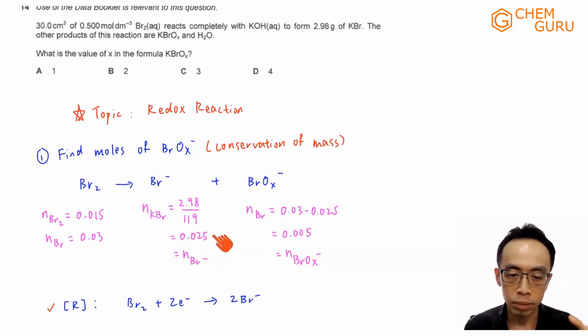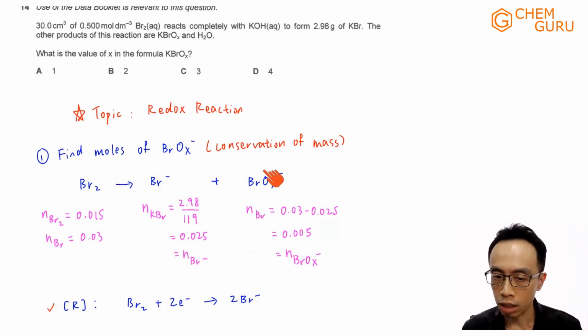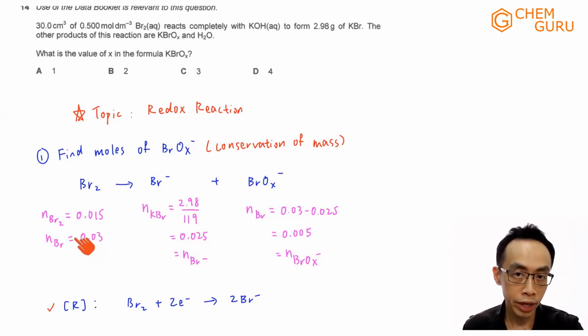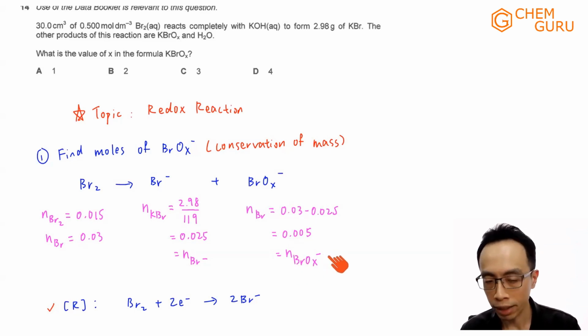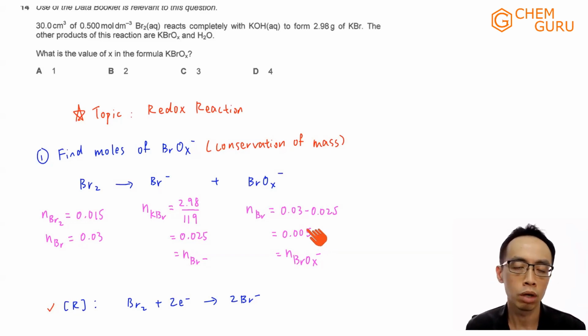And the number of mole of Br in BrOx minus is going to be the difference between the mole of bromine in the reactant and the mole of bromine in KBr. Because these two added together is going to be 0.03. So if this is 0.025, this will be the remainder 0.005. Correct? And therefore, the number of mole of BrOx minus is going to be 0.005. So this is the first thing that we have to sort out.